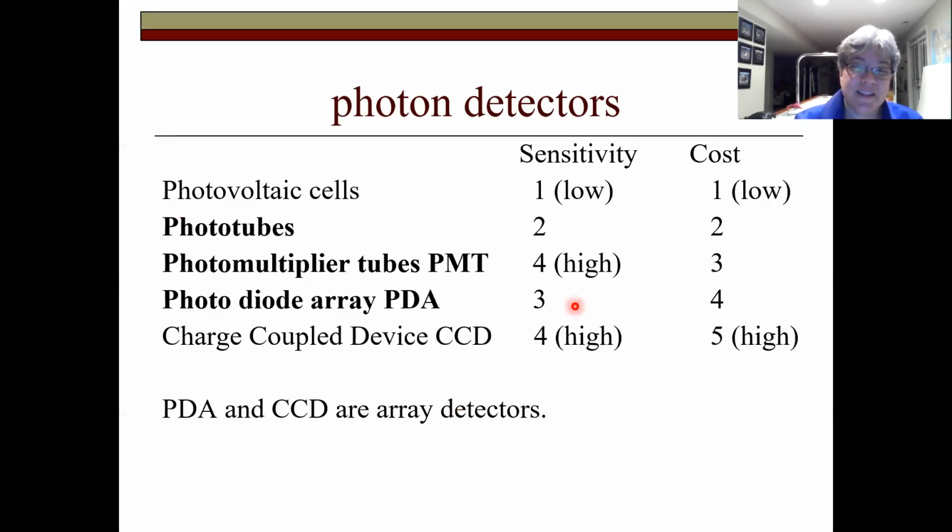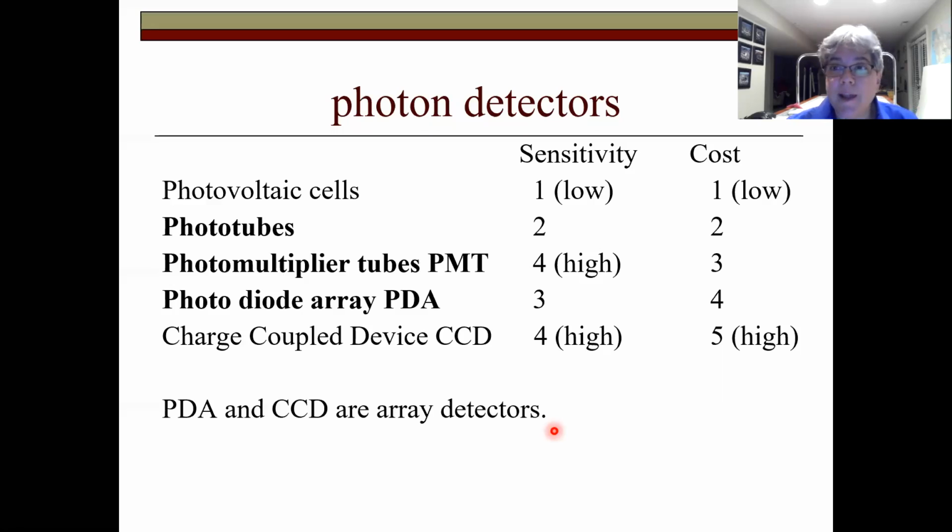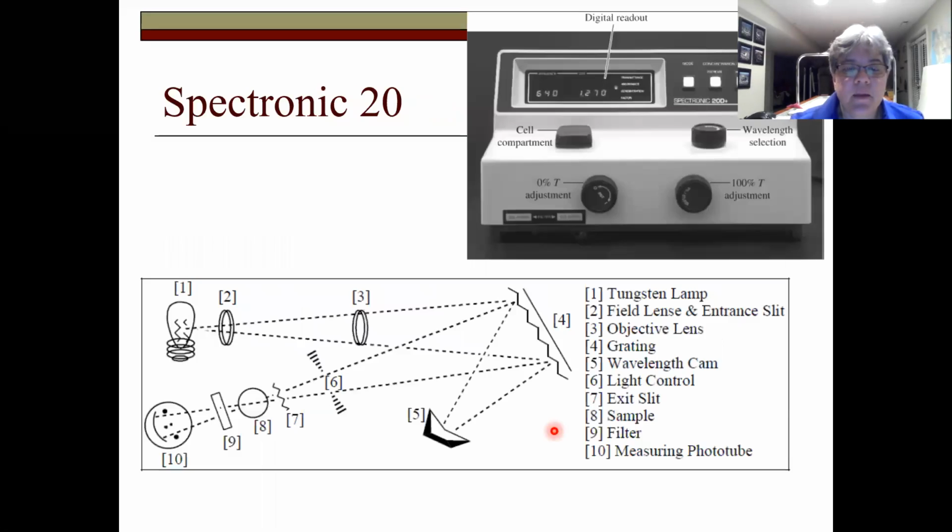All right, so you should know how sensitive they are. You should know their cost. The other thing you should know is which ones are array detectors. And that means I can measure all the wavelengths at the same time. Okay, so that's the detectors.